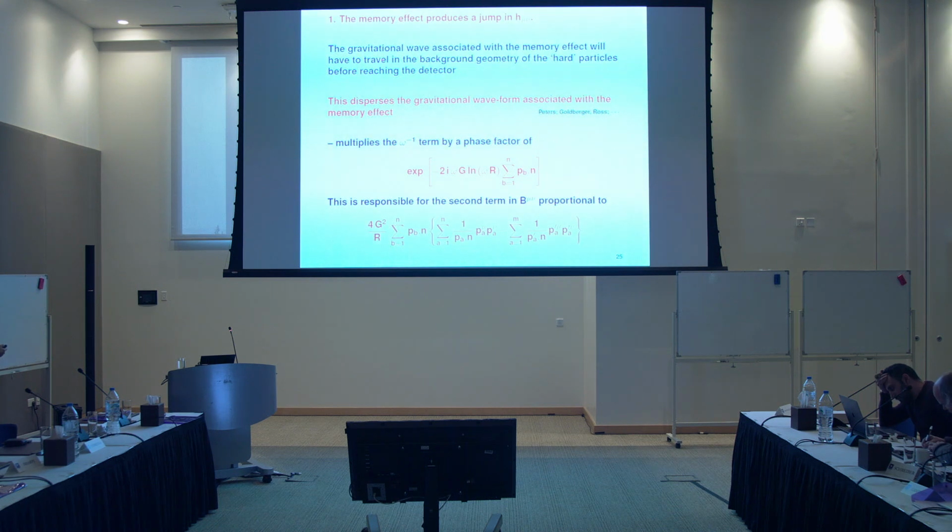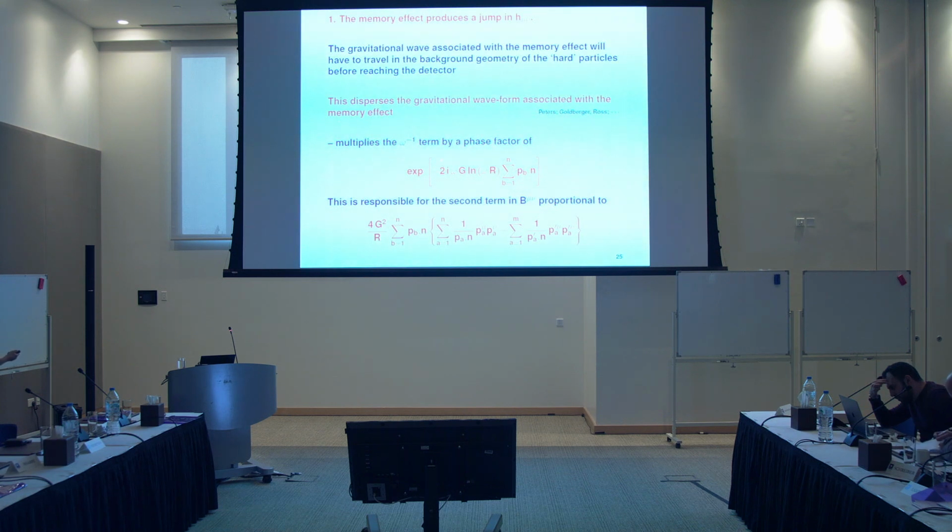But what happens is that this gravitational wave that is associated with the memory effect does not reach the detector in one go. This has to travel in the background of all other particles. This has to climb the gravitational potential of the other particles and reach the detector. And it turns out that during this propagation of the gravitational wave associated with the memory effect in the background geometry of the hard particles, this propagation disperses the gravitational waveform associated with the memory effect. So, instead of being a step function, it gets a tail, and the effect in Fourier space is to multiply the omega inverse term, that is the memory term, by a phase factor of this kind.